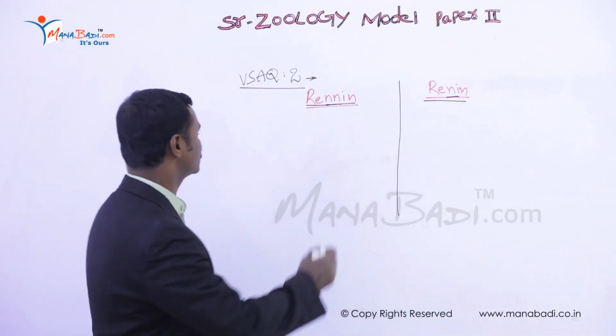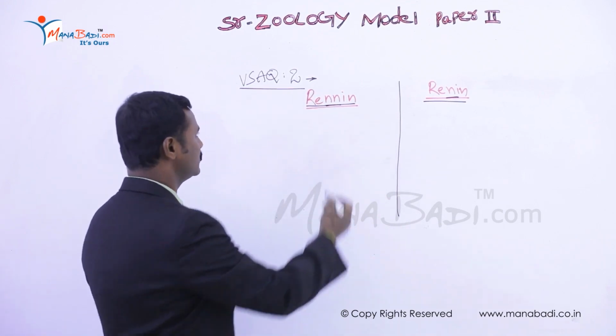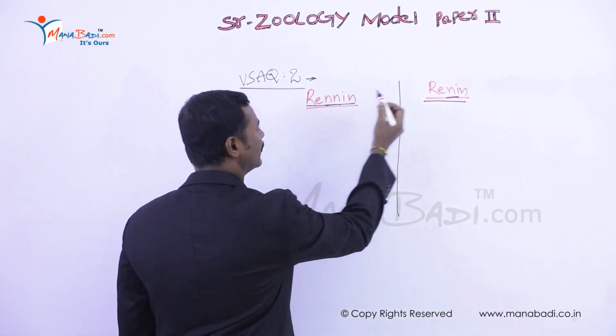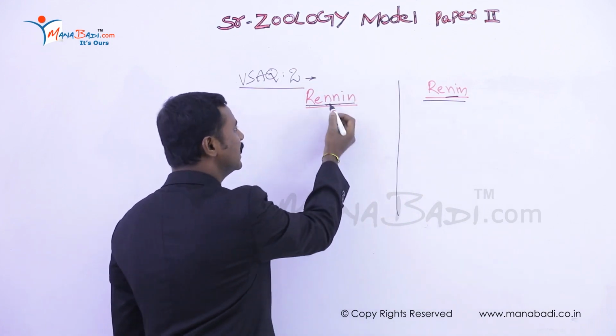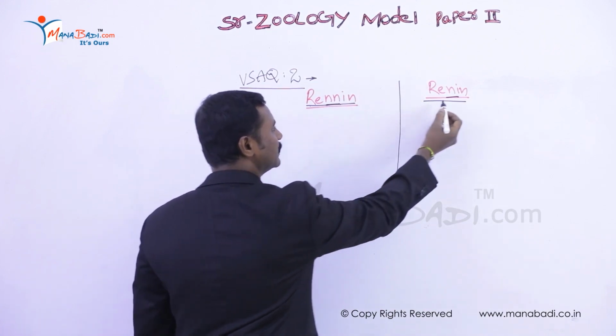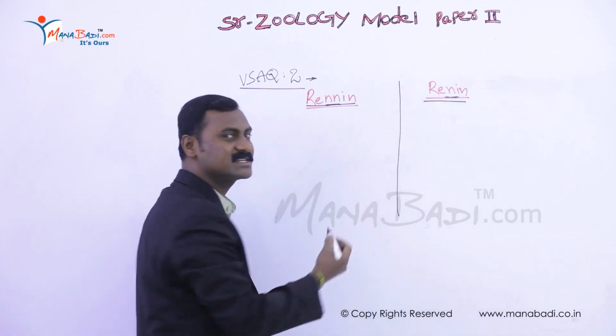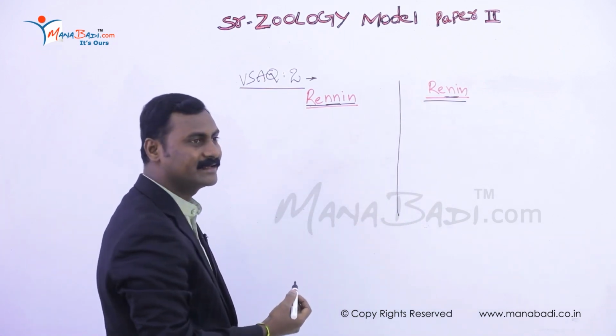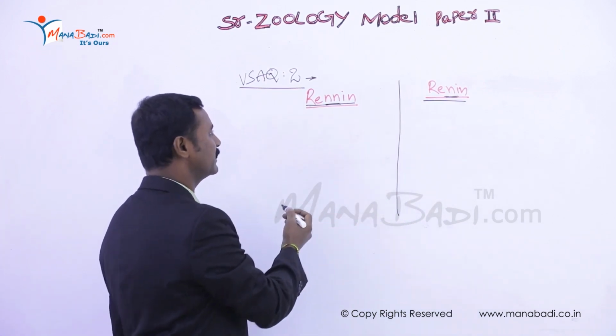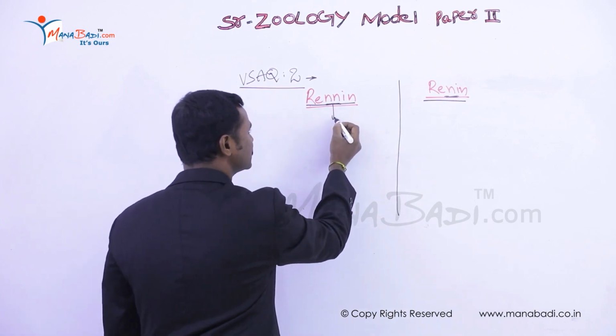Okay students, let us discuss question number 2. Here you see the question, this is rennin and renin. What is the difference? Here you can see the double N, here you can see the single N. The pronunciation is the same. This type of question is very important. So let us see where you can see this rennin.